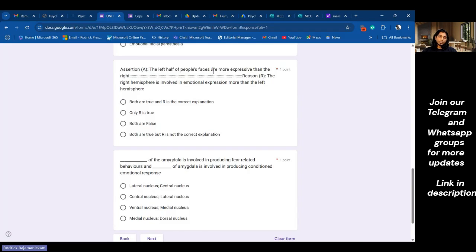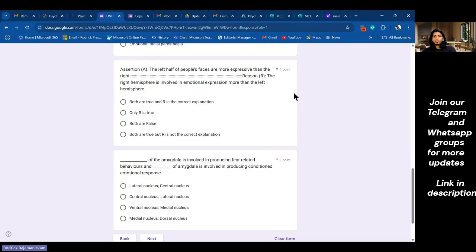Left half of people's faces are more expressive than the right, and the reason being the right hemisphere is involved in emotional expression more than the left hemisphere. Which of the following are true? Is it only assertion, only reason, both are true, or both are false?